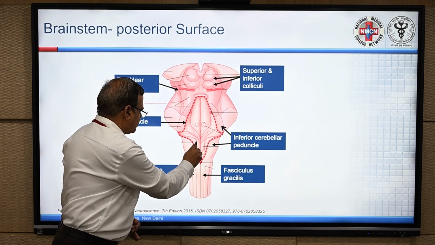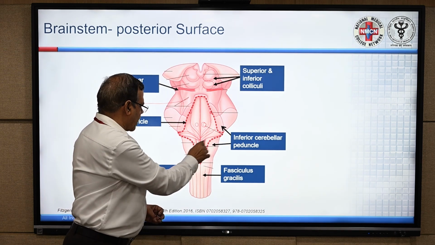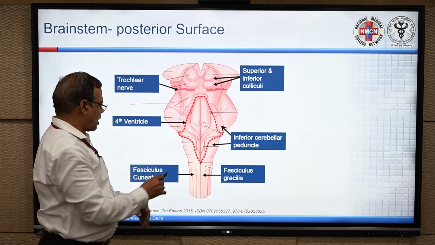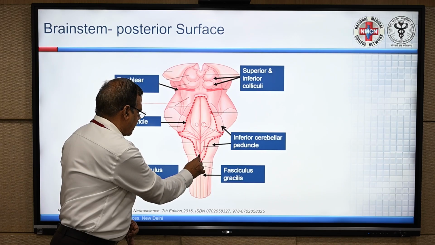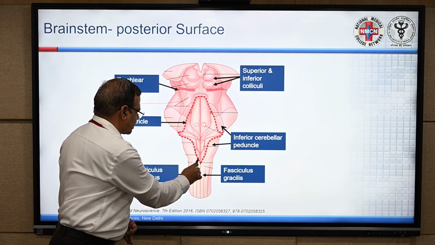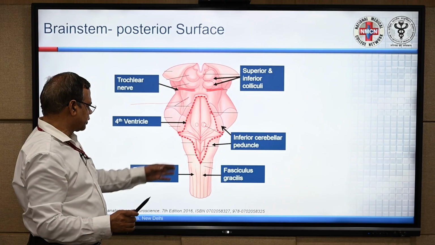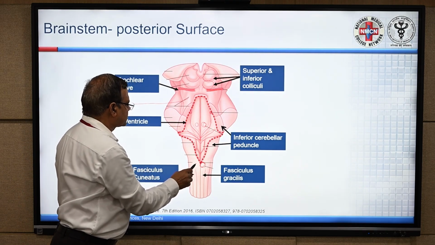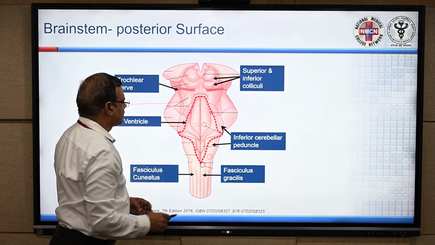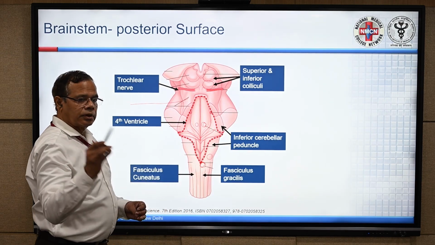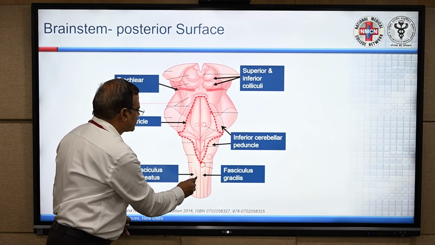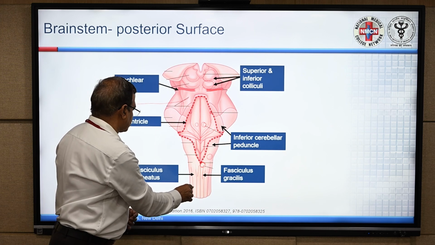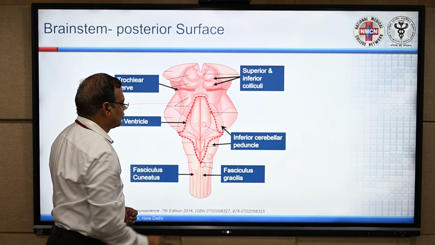What you see here is a triangle. This triangle is the hypoglossal triangle, deep to which lies the hypoglossal nerve nucleus. Inferolateral to it there is another triangle. This triangle is the vagal triangle, deep to which lies the nucleus of the vagus nerve. This is the gracile nucleus, the gracile tubercle. Superolateral to it is the cuneate tubercle, and this fascicle is the gracile fasciculus. The cuneate fasciculus is here, most laterally.